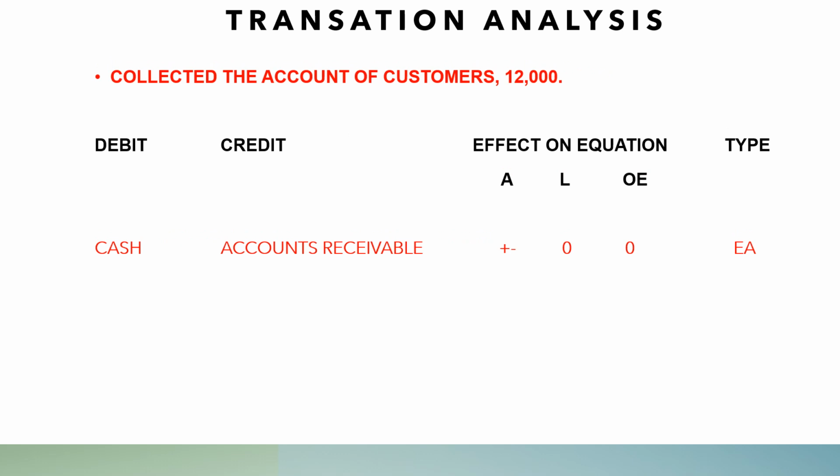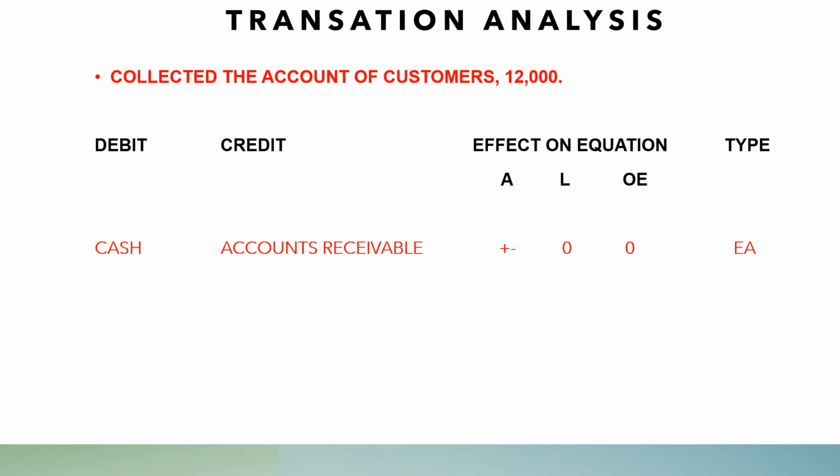Next is collected the account of customers, 12,000. So in here, that means that the customer has paid its credit to the company. So the company now receives the cash. So that's why cash increased. So place it on the debit side. And then the collectible from customers will now be decreased since it was already collected. So to decrease accounts receivable is to place it on the credit side because the normal balance of assets is on the debit side. So to decrease it, place it on the credit side.